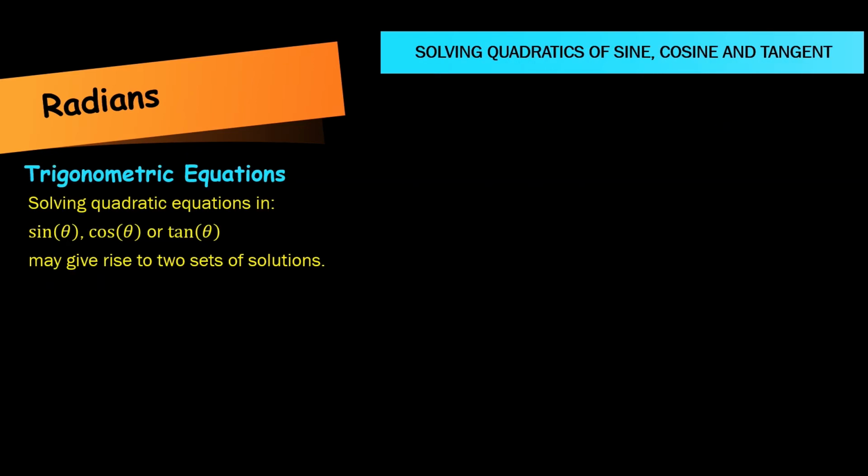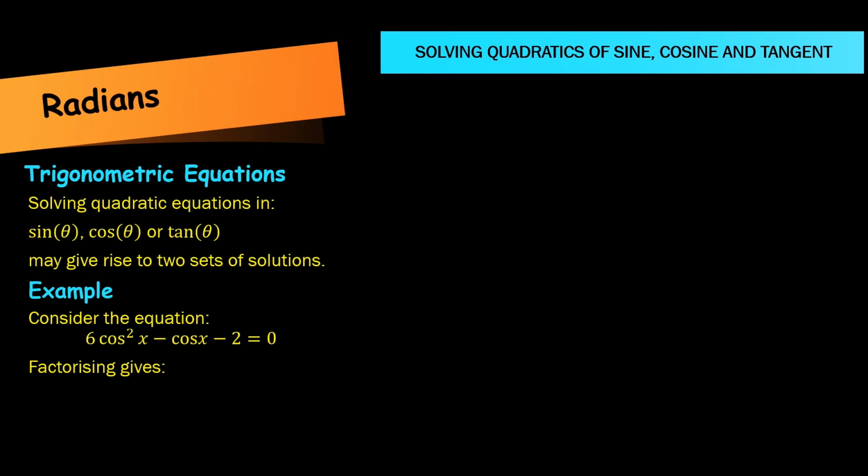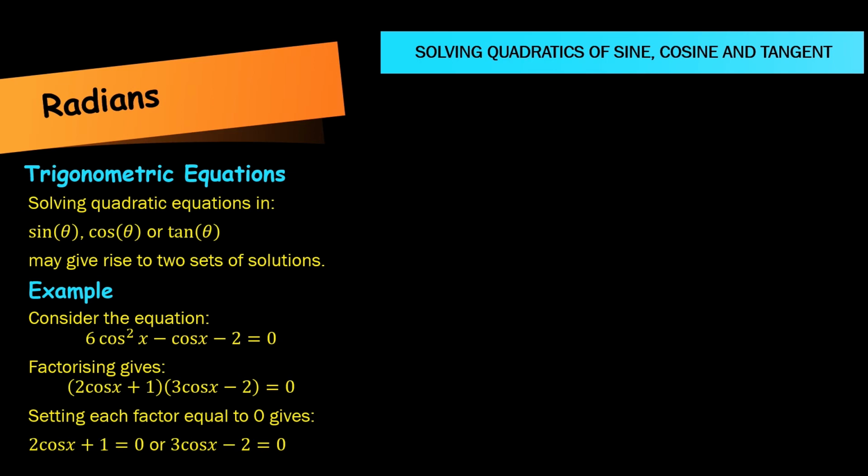We're now going to take a look at solving quadratic equations in sine, cos, or tan. This may give rise to 2 sets of solutions. So for example, if we consider the equation 6 cos squared x minus cos x minus 2 equals 0, and we factorize, we obtain this expression here. So if we set each factor equal to 0, we have that either 2 cos x plus 1 equals 0, or 3 cos x minus 2 equals 0.